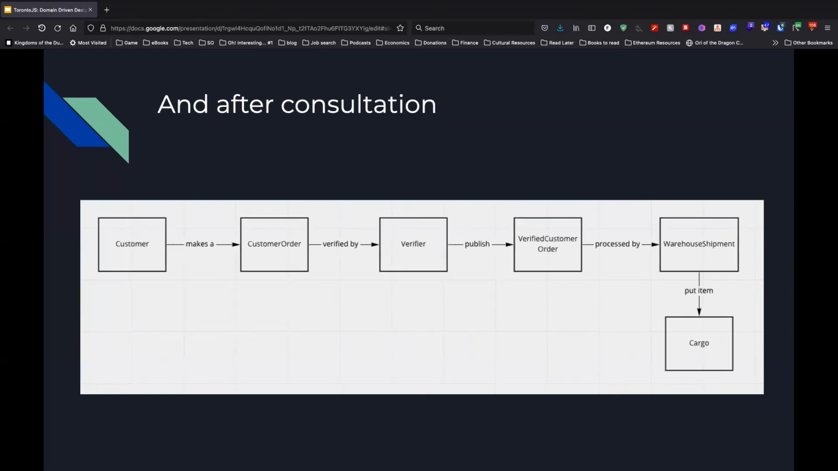And so after consultation, maybe we arrive at this particular model representation. It's not that the orders were the same; they were actually different orders from the beginning. The left side is a customer order, and the other one is a verified customer order, right? Which is verified by some kind of verifier system. So this is just one way to think about it. Not saying that this is the only way, but this is one way your business may consider the problem at hand and how to solve it.